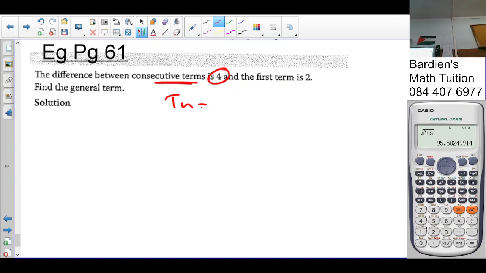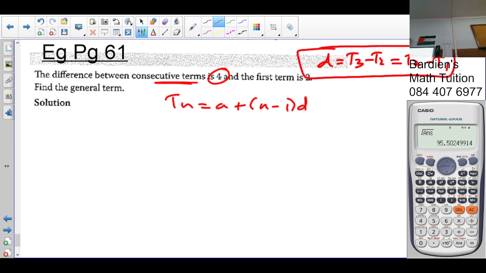In the formula Tn is equal to a plus (n minus 1)d, it's the difference. So what did I say? How do you calculate d? d is t3 minus t2, which is equal to t2 minus t1. Did I tell you that? Yes. So the difference, the minus between consecutive terms, is terms that follow each other. So that is your d. Your d value is 4, and the first term is 2. What is your first term value? 2. So you just do the substitution and you simplify it from there.